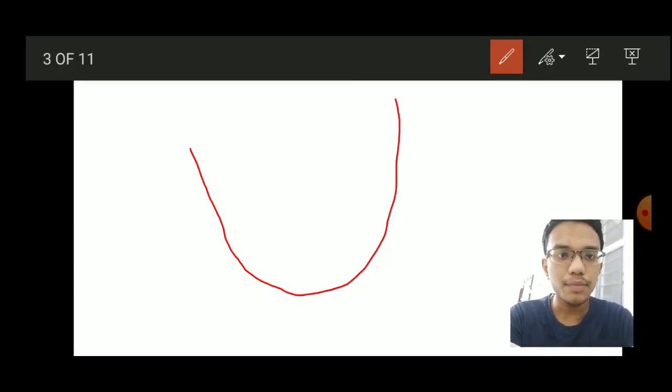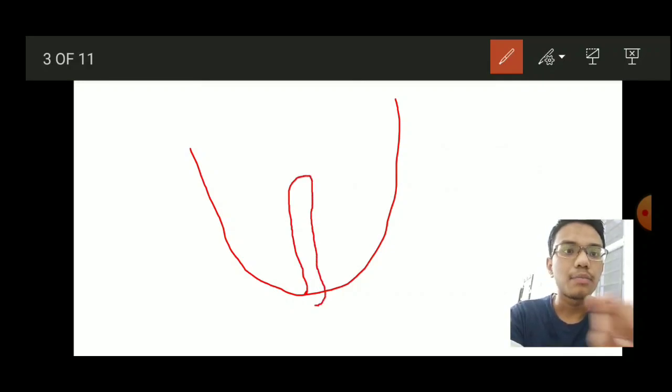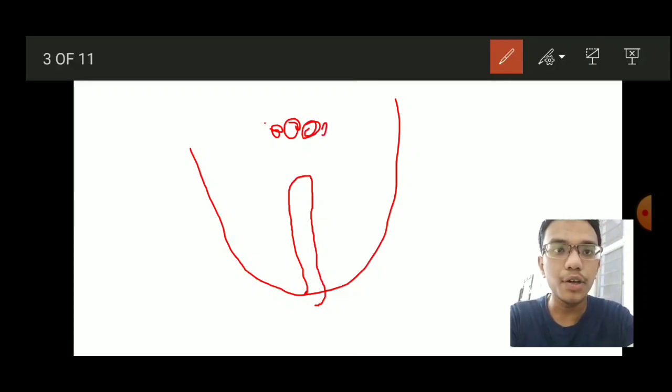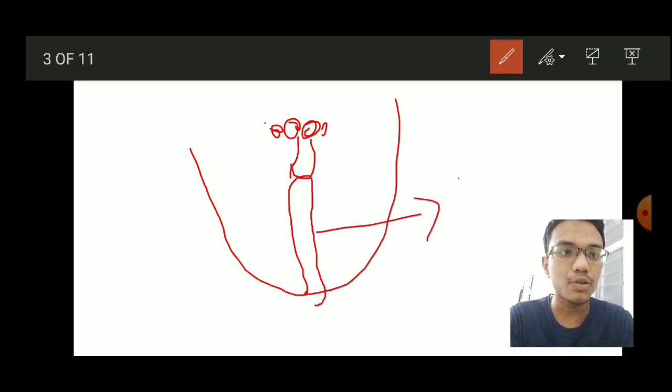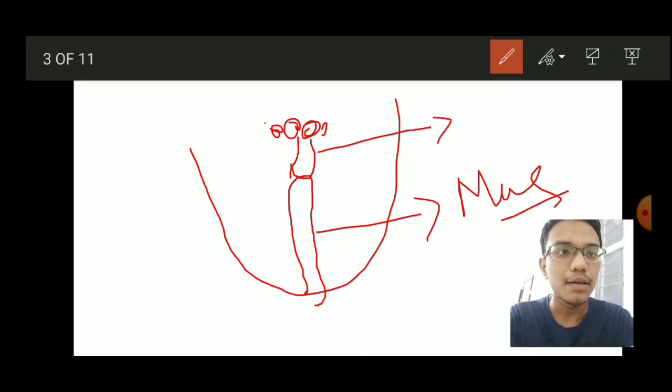From the floor of the primitive ventricle, there will be a septum arising which is called the muscular septum. Okay, and you have somewhere here the endocardial cushion. This is the endocardial cushion. From the endocardial cushion, another septum will descend downwards and fuse with this muscular septum. This is the membranous septum. Okay, so this is the muscular septum, and this is the membranous septum.